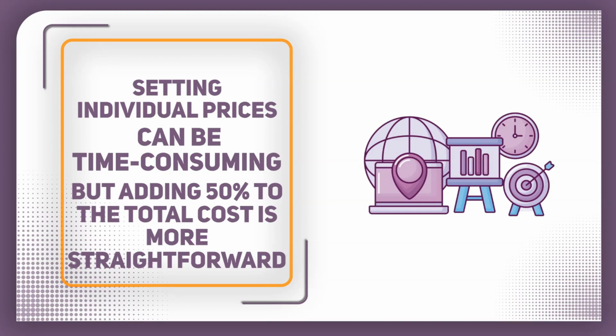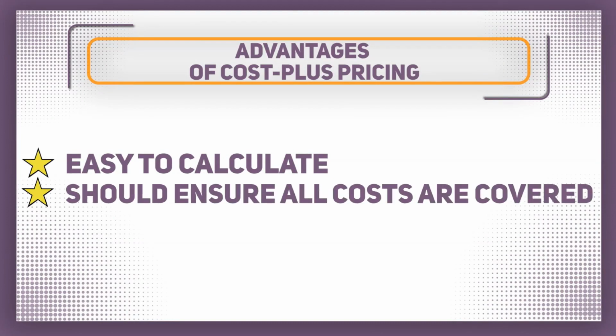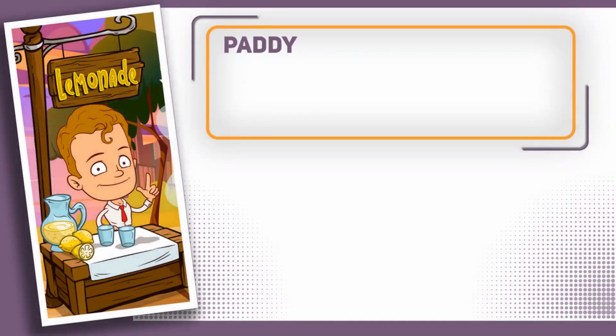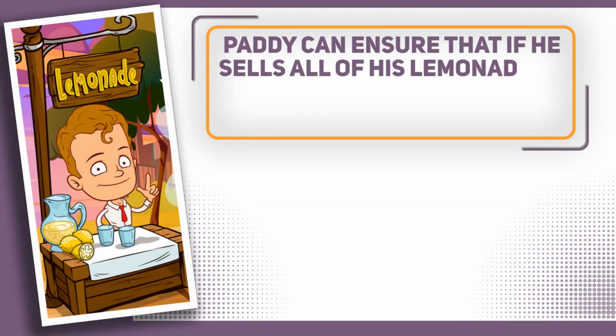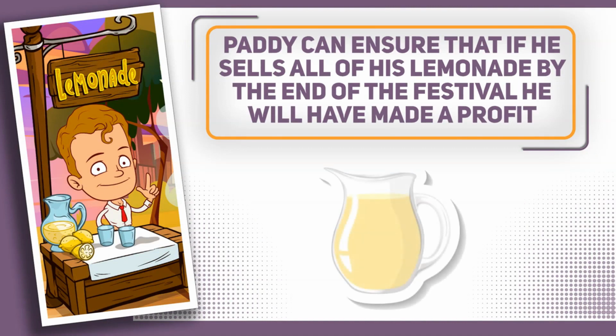In Paddy's case, with just the one product and a small window to sell to his customers, using this pricing strategy has made it easy for him to calculate his sale price by simply adding on a markup, as we have seen. Cost plus pricing will also ensure that all costs are covered and should lead to a profit being made. By pricing in this way, Paddy can ensure if he sells all of his lemonade by the end of the festival, he will have made a profit.